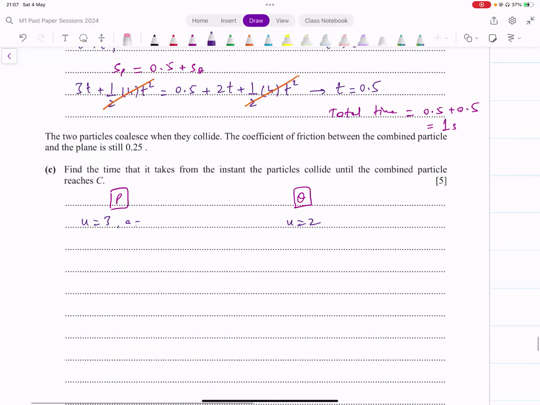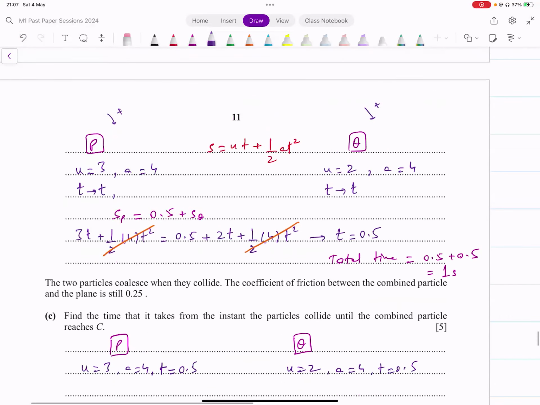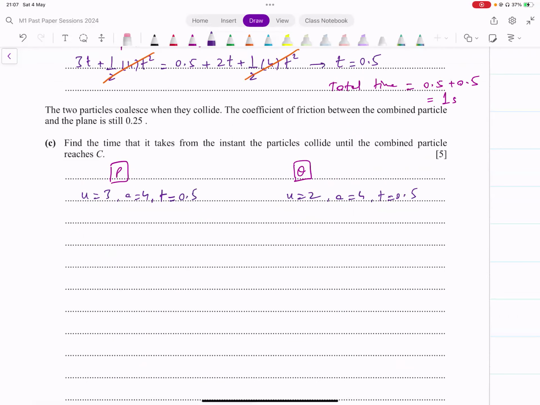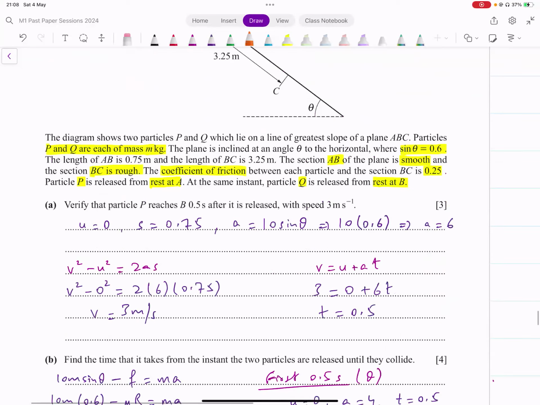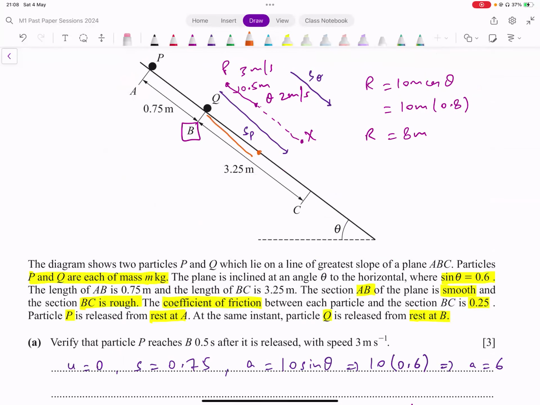We know their accelerations. We know the time taken now as well. Time taken for both of them is 0.5, 0.5. And what we can do now is we can find their final velocities. And we can also find their displacements. We need both of them, right? Because what do we need to find out? Time taken until they reach C. Yeah, so we need displacement as well, because we need to find how much distance is this already, and then how much more do they need to reach the point C. So we also need the distance traveled until this point. Let's find both of those things.